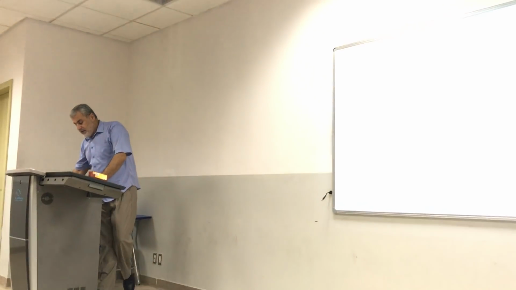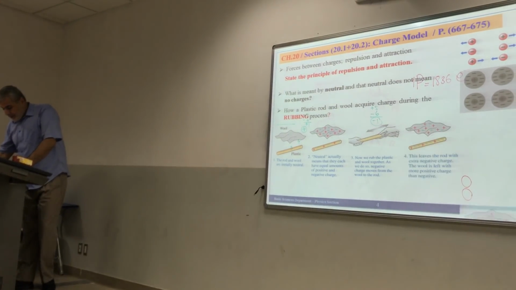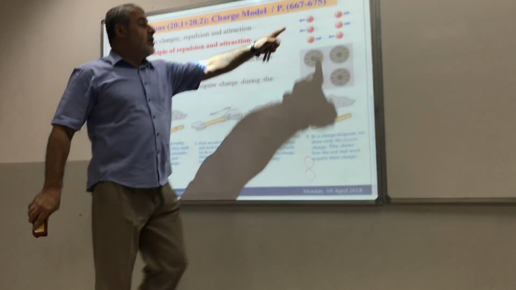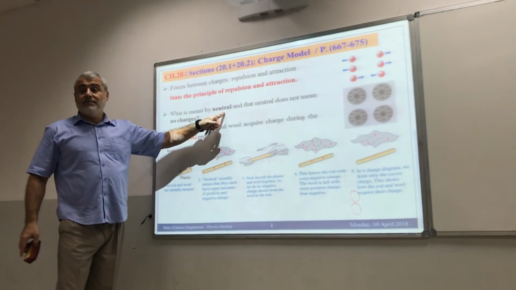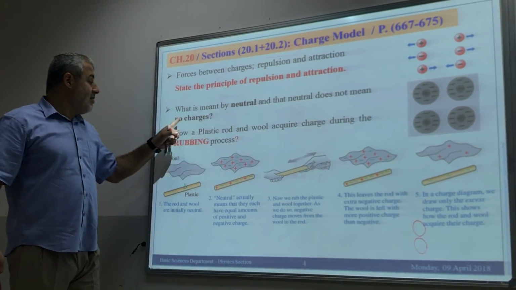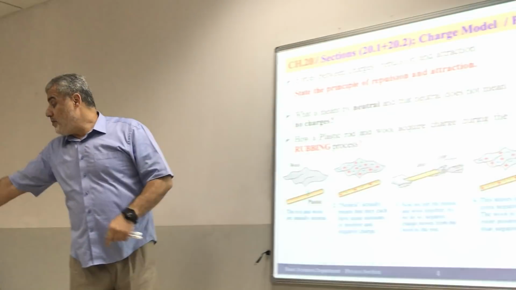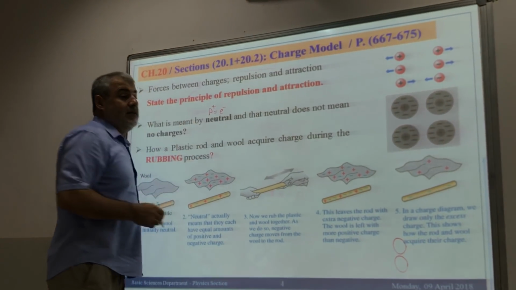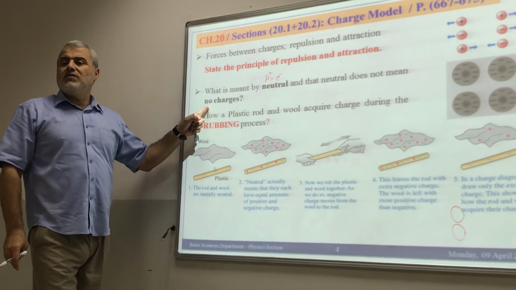Tell me if there's anything we can solve. I want to show this one. Now, we know that like charges repel, unlike charges attract. Now, what is meant by neutral? Number of protons equal number of electrons. And neutral does not mean no charges. Be careful. When I say neutral, I mean the number of protons equals the number of electrons. So we can say here, we have the charges here, and we can't say that there is no charge.